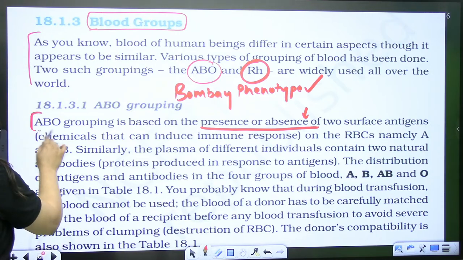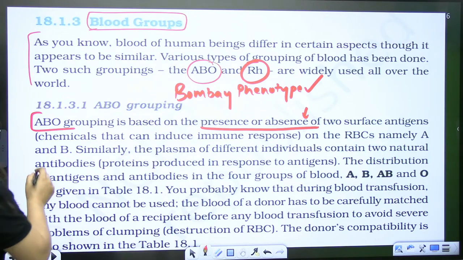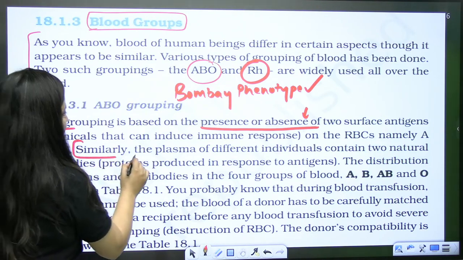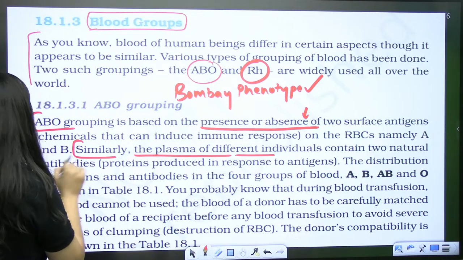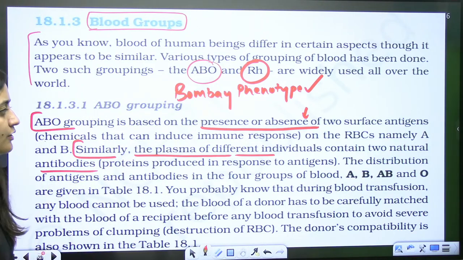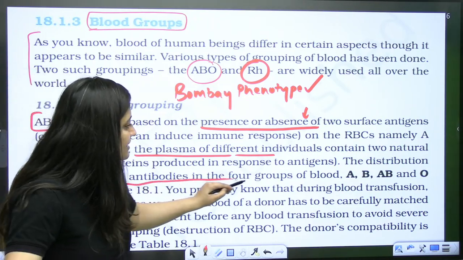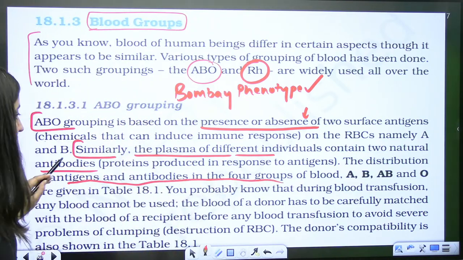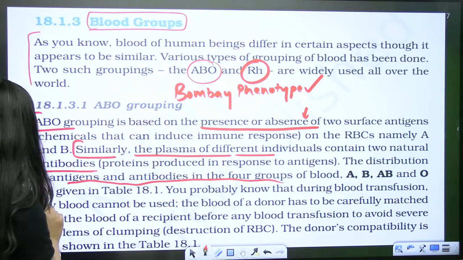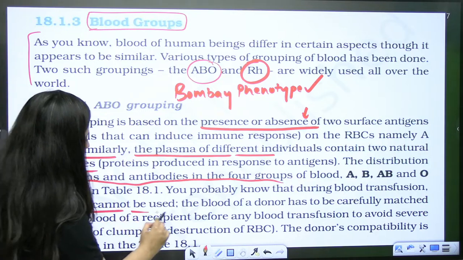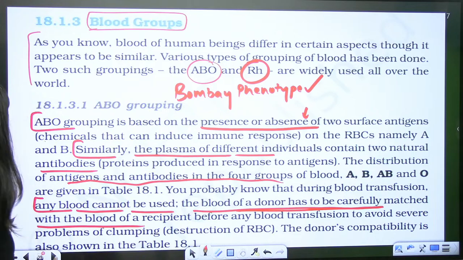So ABO blood grouping is based on the presence or absence of two surface antigens, A and B. Similarly, the plasma of different individuals contains two natural antibodies, I told you. So the distribution of antigens and antibodies in the four groups, that we will see. And you probably know that during blood transfusion, any blood cannot be used. The blood of a donor has to be carefully matched with the blood of the recipient.